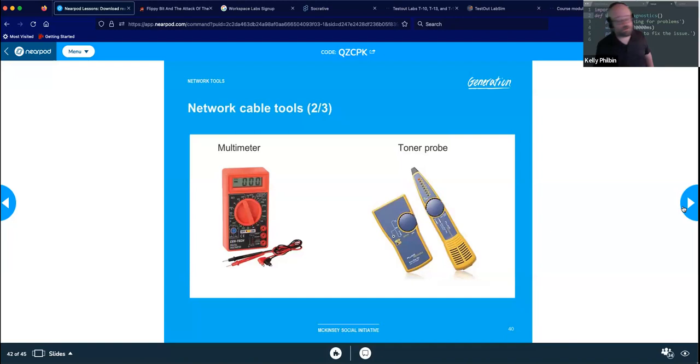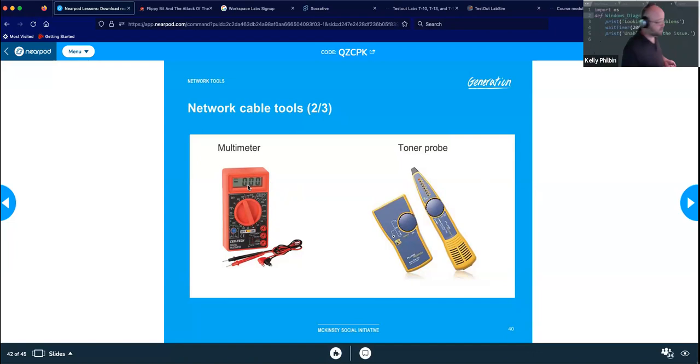Other tools you will see, multimeter. We use this to see if we have what's called continuity. Basically, if I connect one end to the other end of a wire, does the wire actually communicate? We can also use it to check voltages coming off of the power supplies to make sure that we're actually receiving the voltages that we're supposed to be receiving. If you remember doing the power supply tester lab in TestOut, this would be another way we could do it. We could use the multimeter to test the various pins and see if we're getting the proper voltages.